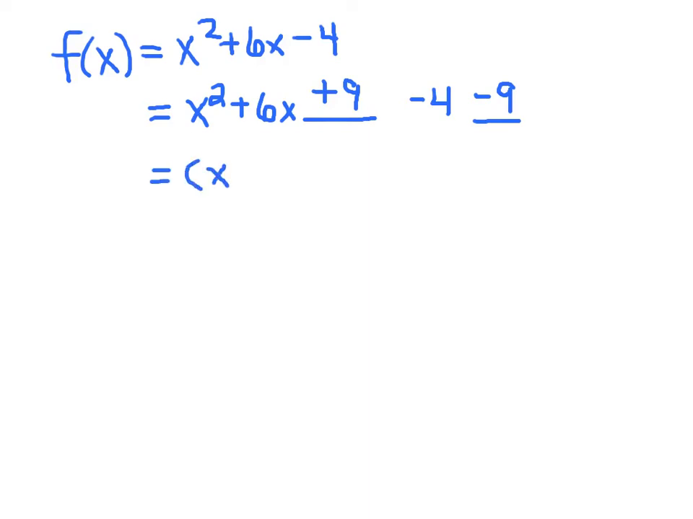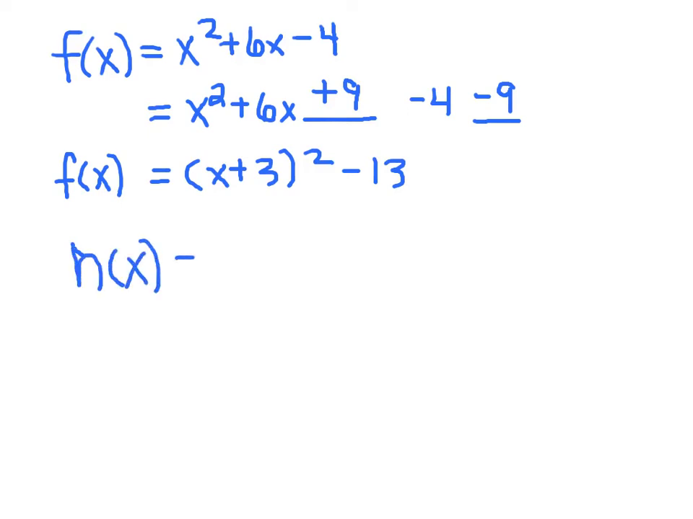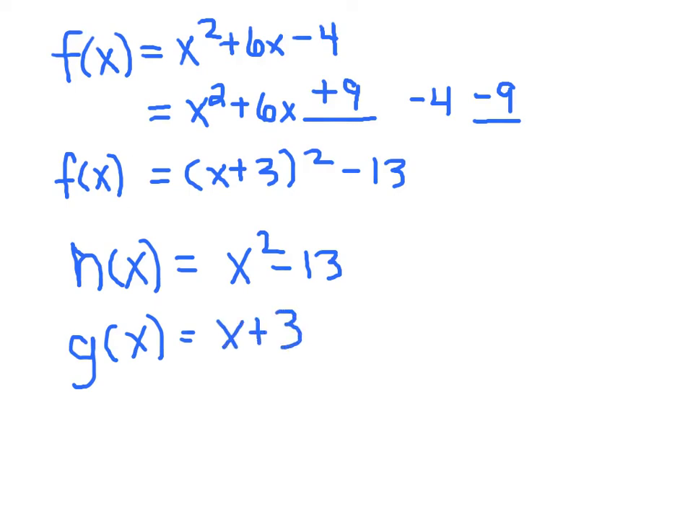And I get x plus 3 squared minus 13. And so if I were to write this in the decomposed form, I would say that h of x is equal to x squared minus 13, and another function, g of x, is equal to x plus 3, and so the f of x function can be decomposed into h of g of x. That was kind of a tough decomposition.